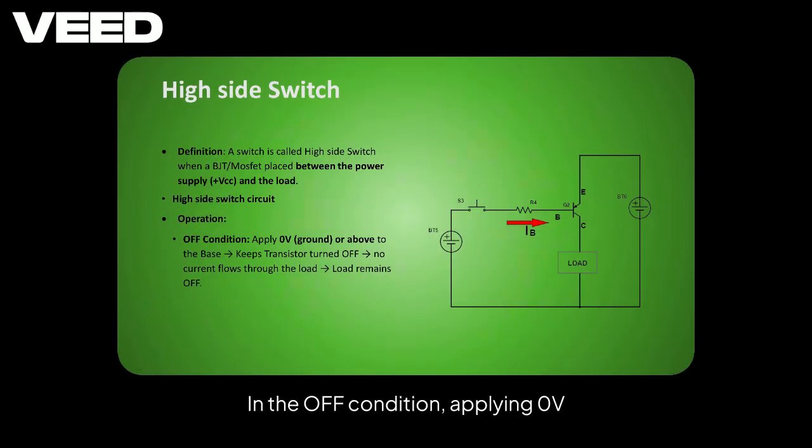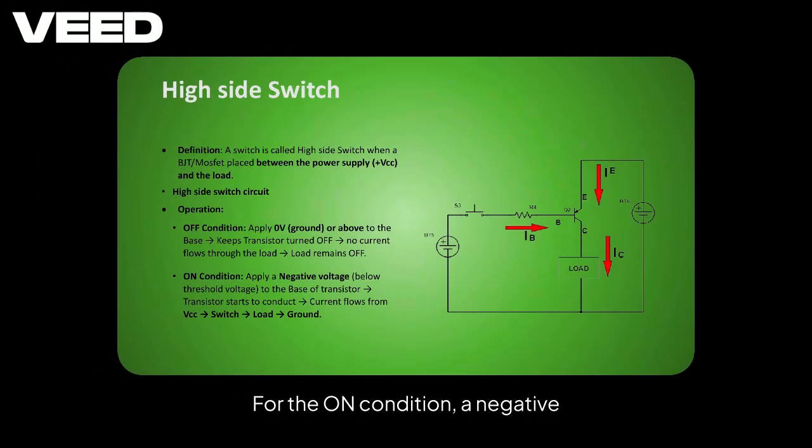In the OFF condition, applying 0V or ground to the base keeps the transistor turned off. This prevents current from flowing through the load, ensuring the load remains off. This is a critical aspect of high-side switch operation.